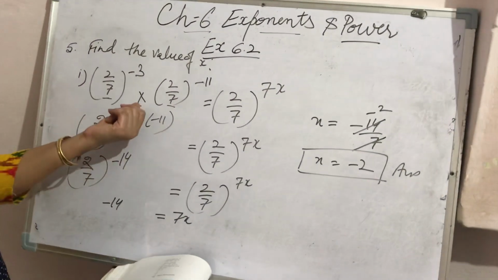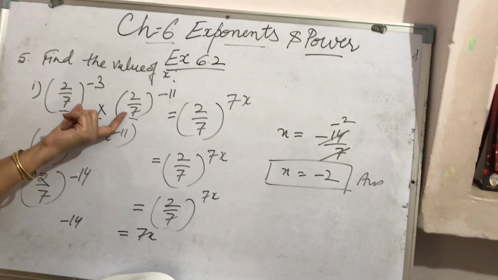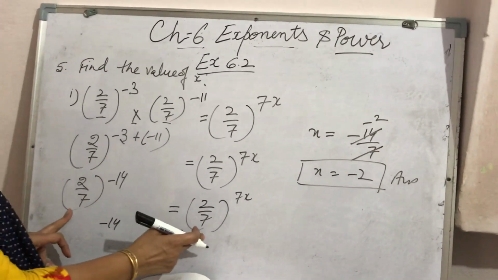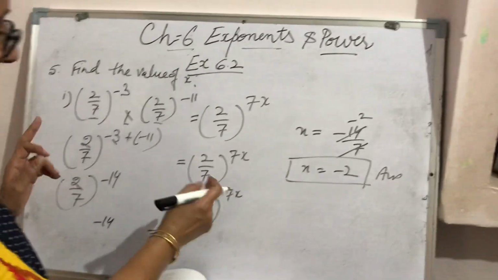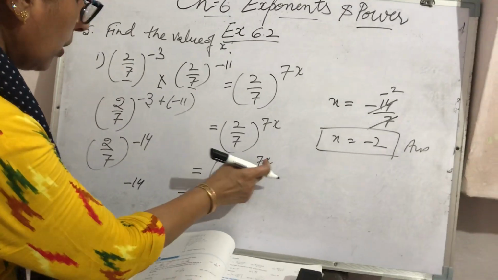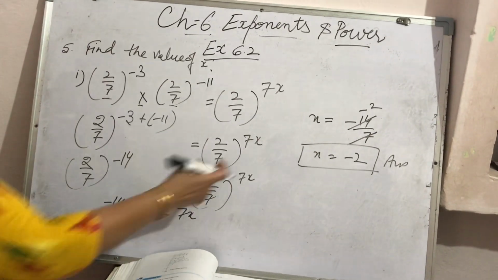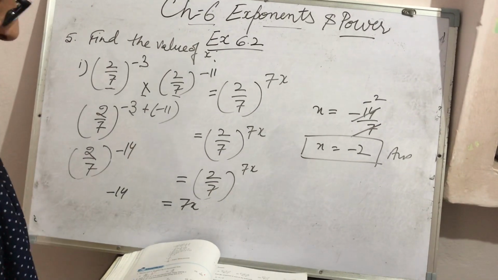Simple addition, multiplication is there, bases are the same. We have to add these powers. So if bases are the same, powers will be equal. So this equation can be solved. If powers are equal, then 7x equals minus 14. In this way we can find the value of x.